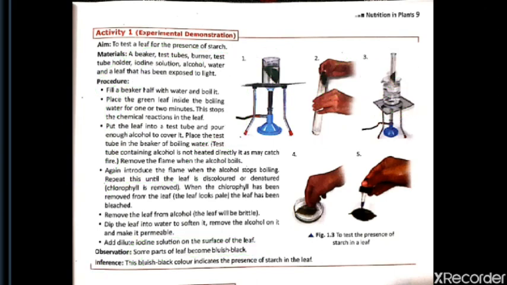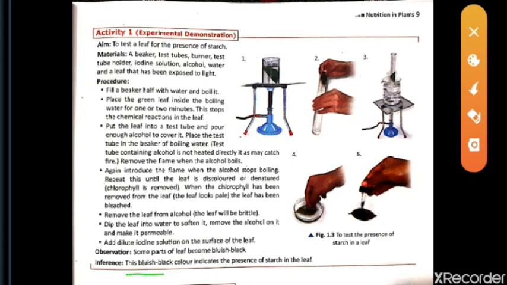So what is this? Let's see. Here it is written, the bluish black color indicates the presence of starch in the leaf. If you can see the bluish black color, that means starch is present in the leaf.